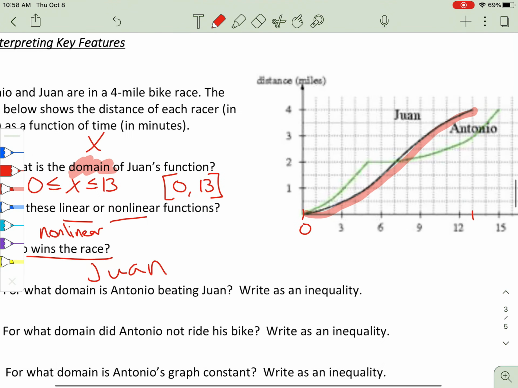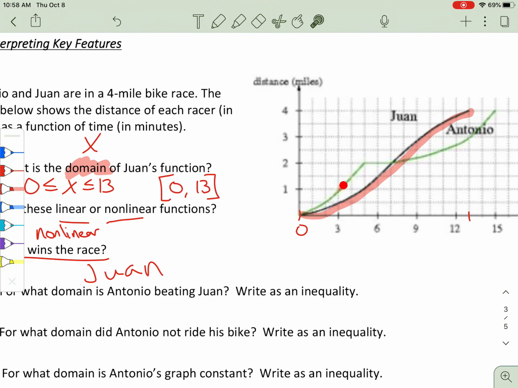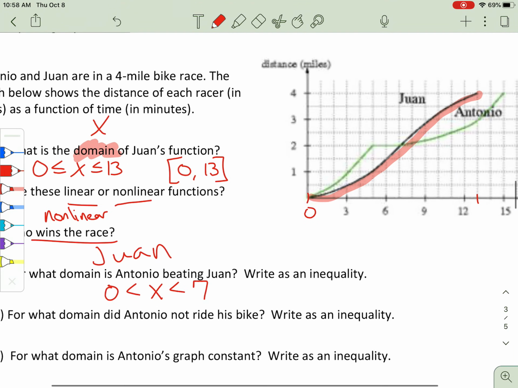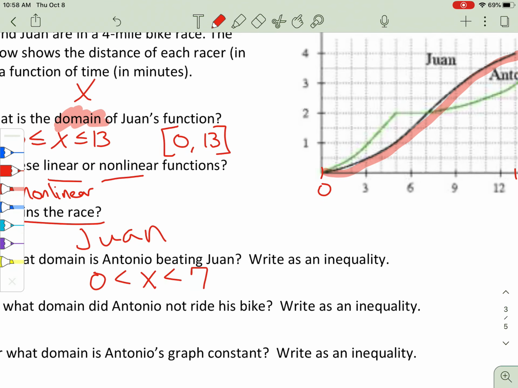For what domain is Antonio beating Juan? So when is green above that? Well, it doesn't include 0 because they start at the same point, but it does go up to 7, and then they tie again. So this is between 0 and 7, but notice I'm not using the line underneath because he's not beating him at 0 and he's not beating him at 7. They're tied again. It could also look like this, 0, 7, and now we're using parentheses because 0 and 7 are not included.